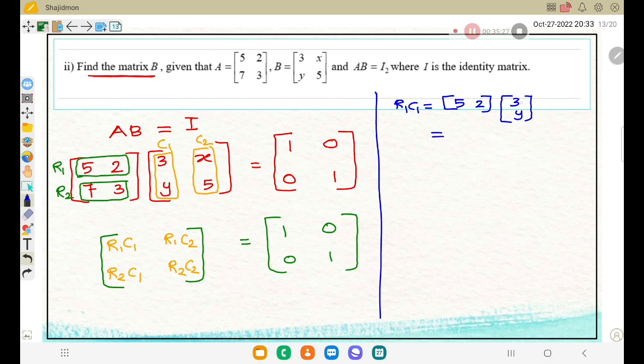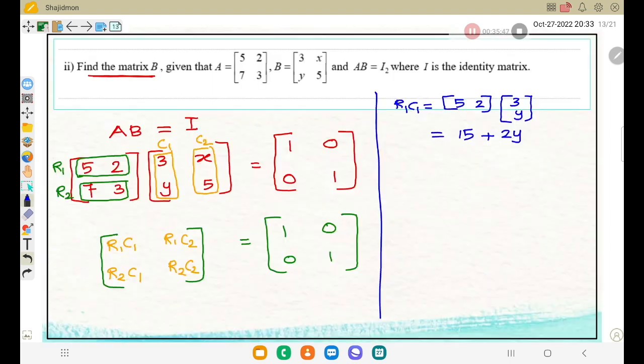So what do we do? First number with the first number: 5 multiply 3, 15, plus second number with the second number: 2 multiply y, 2y. Correct? So for R1, C1, the first number we got, see here in the matrix, is 15 plus 2y.